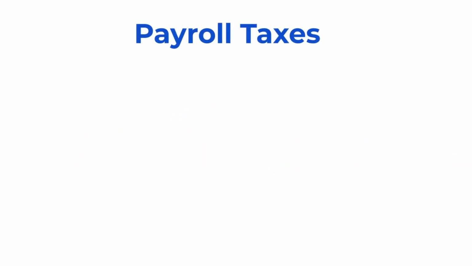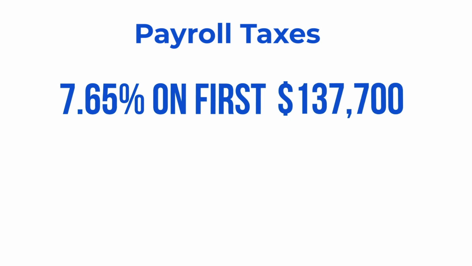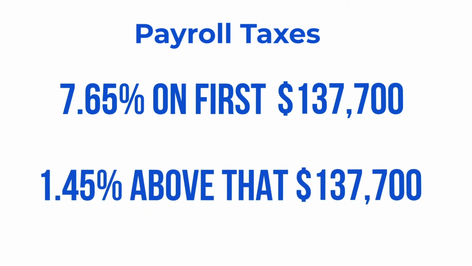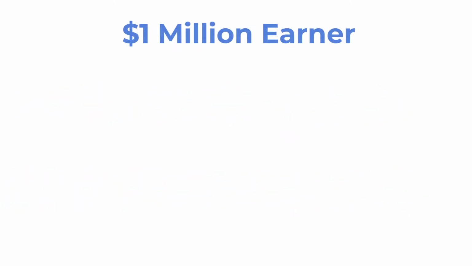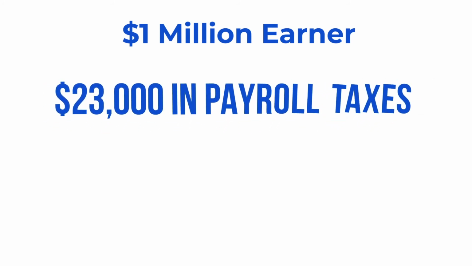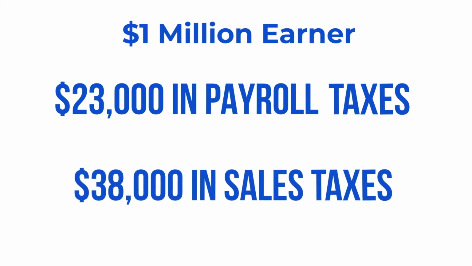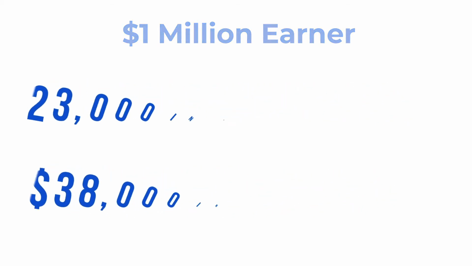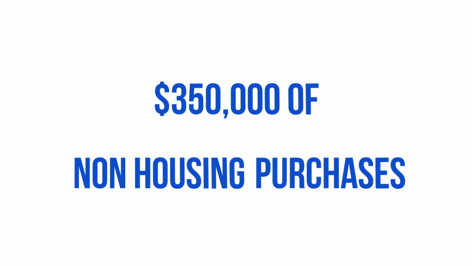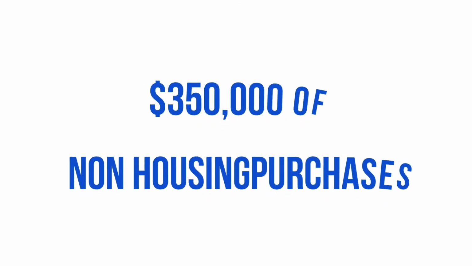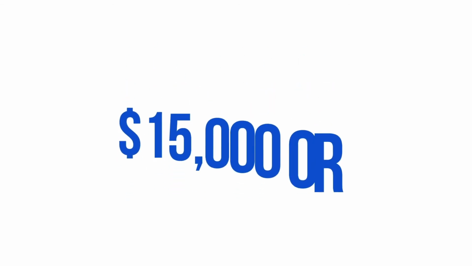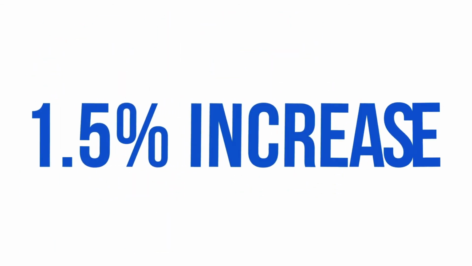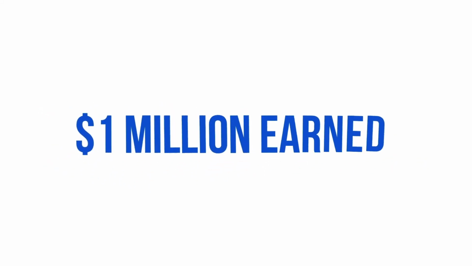The payroll tax is 7.65% on the first $137,700, and then only 1.45% above that level. As an example, that means a $1 million earner would probably pay around $23,000 in payroll taxes, but now that would become $38,000 in sales taxes on $350,000 of non-housing purchases, which is a $15,000 or 1.5% increase as a percent of the $1 million earner.